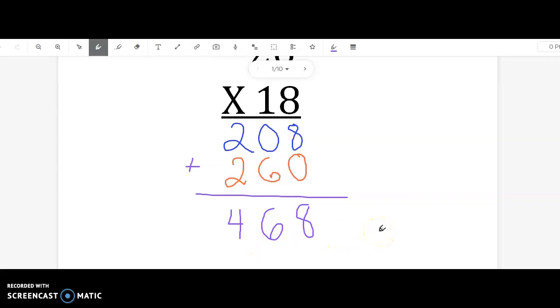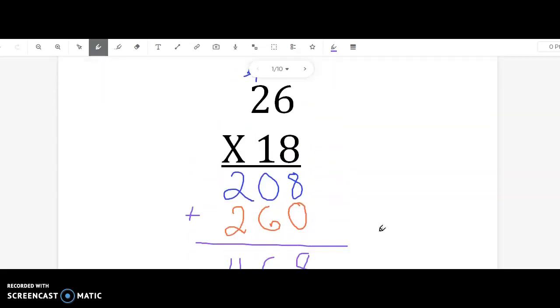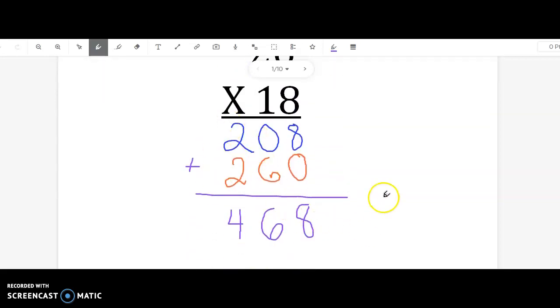If you did not get this, go back and check your work and see where you made a mistake. Maybe it was a calculation error. I do it all the time. Please make sure, though, on your slide, your teacher can see all of your work.